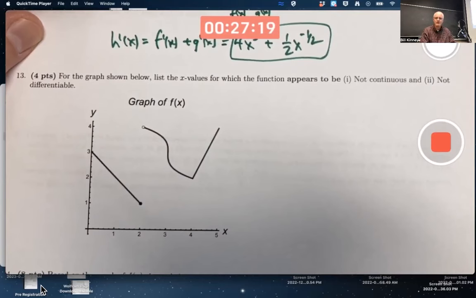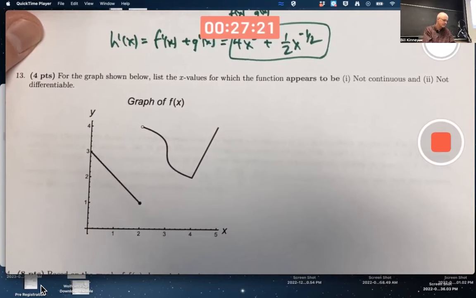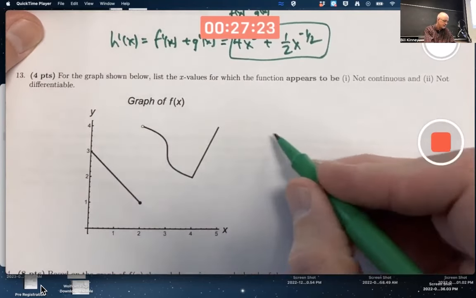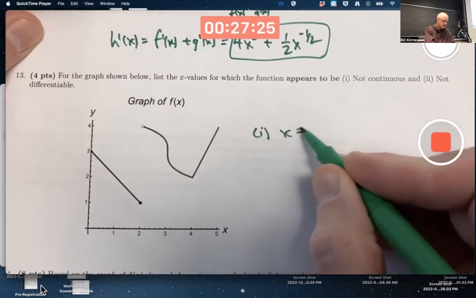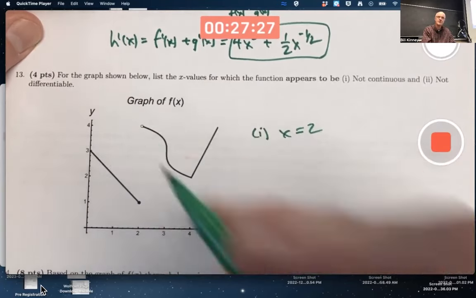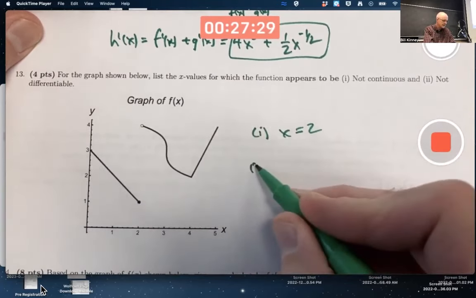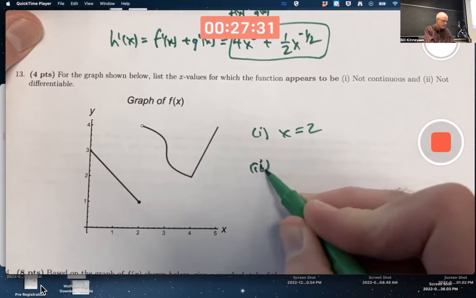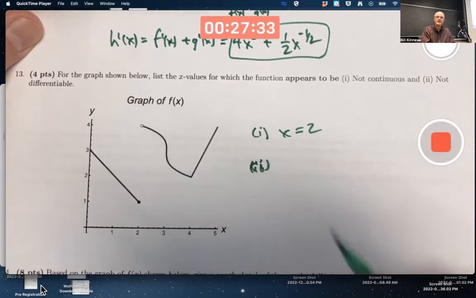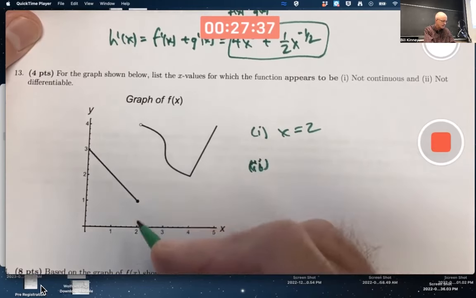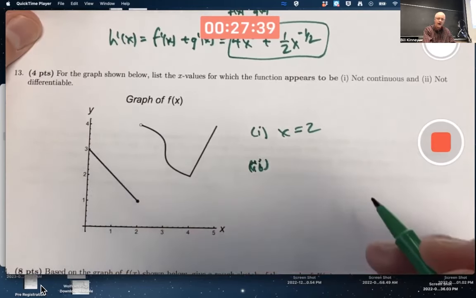Identify points where it's not continuous and not differentiable. The not continuous is easier, I think. Just x equals 2. Obviously, there's a jump discontinuity there. It is continuous everywhere else. You're not picking up your writing utensil anywhere else. The graph is connected at those other spots, between 0 and 2 and between 2 and 5.